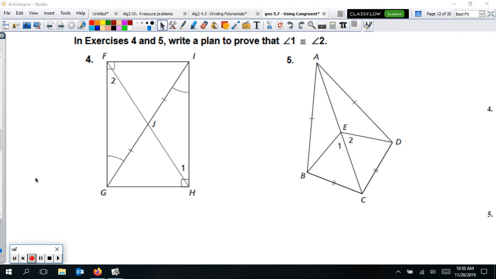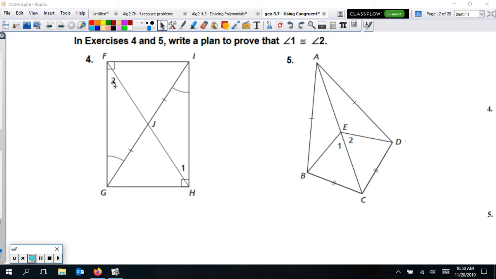Okay, so continuing on with our extra practice, 4 and 5, I think this is at the bottom, and then 5 is at the top. But we're trying to write a plan to prove that angle 1 is congruent to angle 2. So in number 4, angle 1 is down here. That's this angle right here, and angle 2 is up here. Trying to prove that these two are congruent.